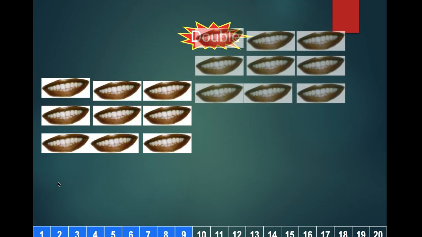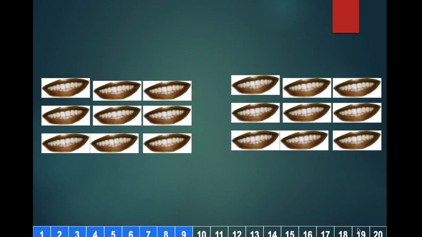There I go. So I got one more, the same number of. That is, here we had 9 and now we have 9 here. So what is 9 and 9? We have 9 plus 9 is, well done, 18. So 9 plus 9 is 18.